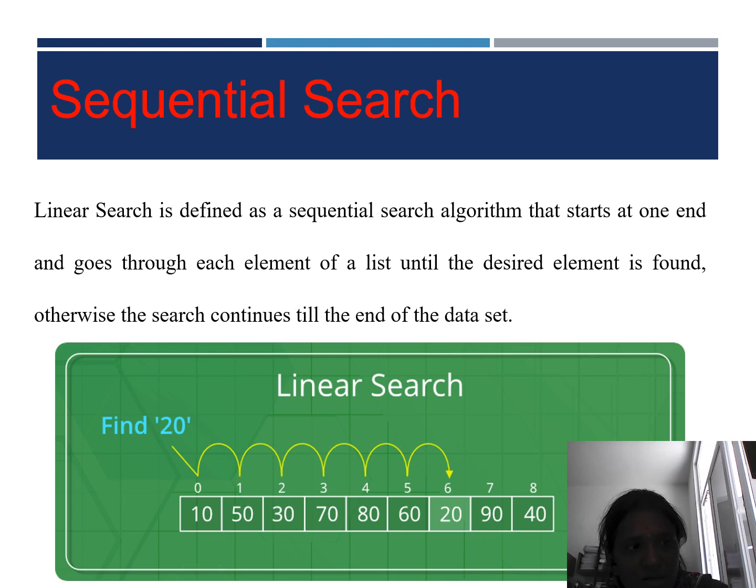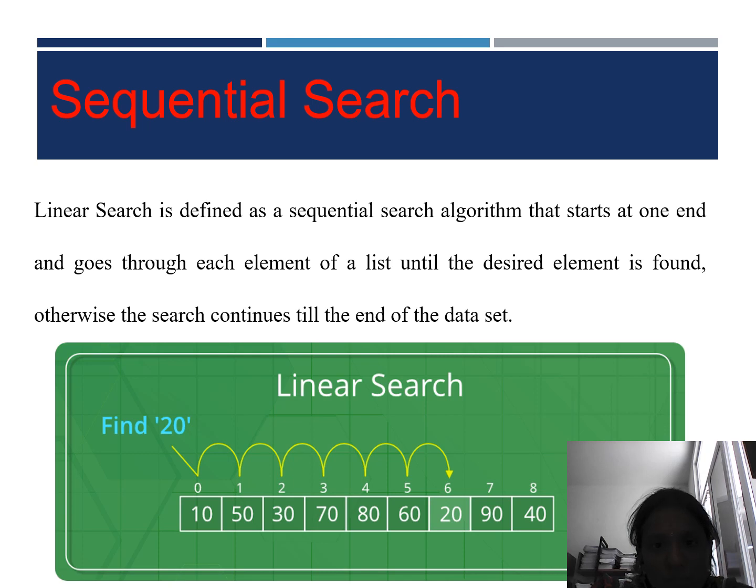Linear search is defined as a sequential search algorithm that starts at one end and goes through each element of the list until the desired element is found. Otherwise, the search continues till the end of the dataset. This means that it compares successive elements of a given list with a given search key.